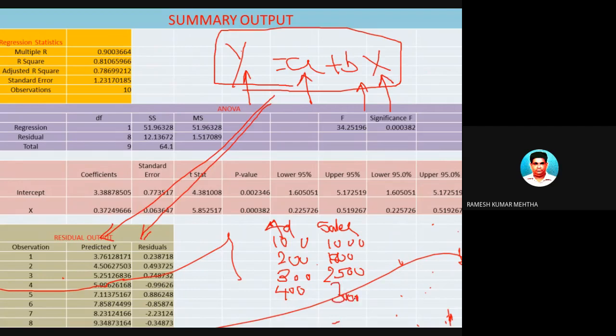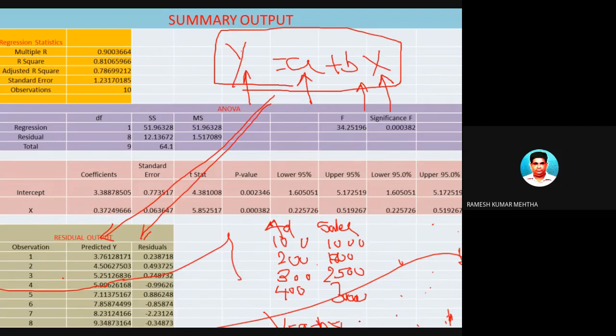Now I told you in the previous class that this data you can insert in an Excel sheet, you can run a regression, and you will get an equation something like this: y is equal to a plus bx. Here y is sales, a is the constant, b is the coefficient of x, and x is nothing but the advertisement. I will talk about the coefficient of x, that is b, in the next slide.